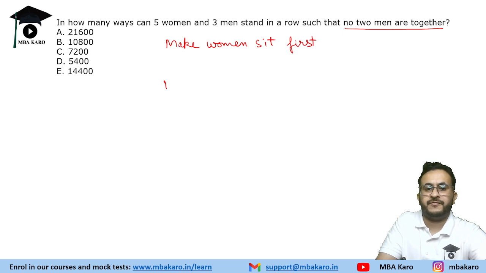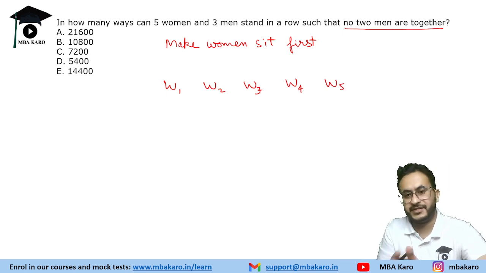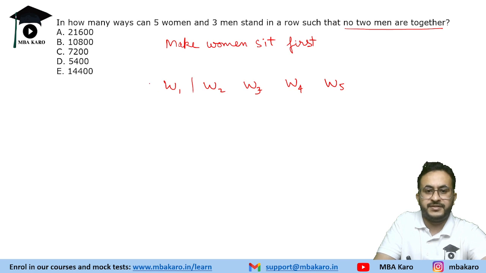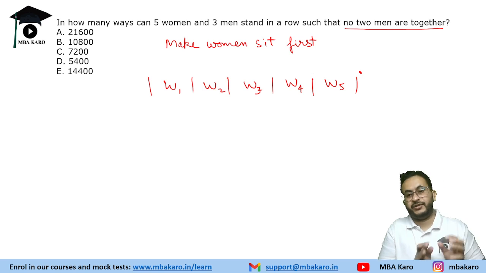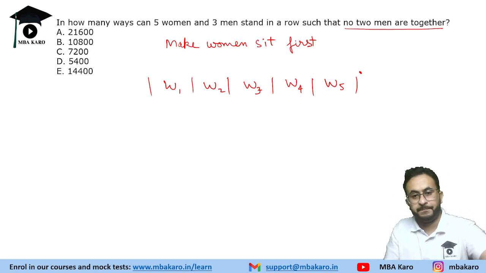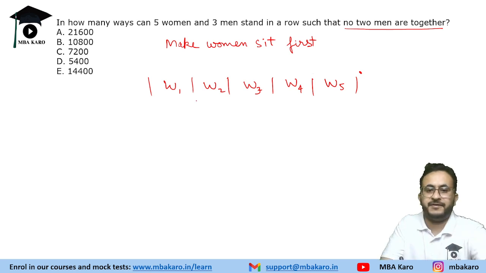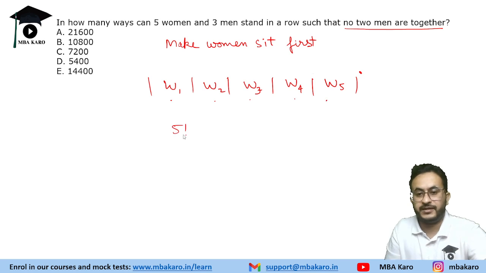Okay, so we have W1, W2, W3, W4, W5 and create separation using them. So separation means these are the separations. Okay, so we can have any man over here. Like wherever you see a line, you can place men. Now in how many ways can we make women sit? There are 5 women. So 5 factorial ways of sitting.